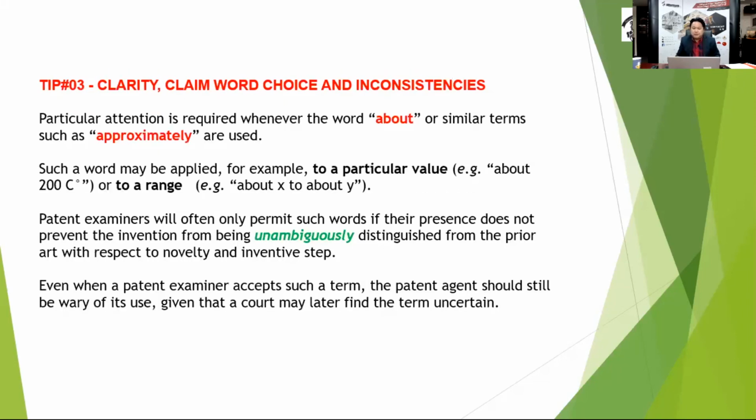Now, do not use the words about and approximately if you do not provide a range. You must provide a range when you write these words. Example, boiling water at approximately 100 to 110 degrees Celsius. Yes, but you cannot say boiling the water at approximately 100 degrees Celsius. No, because you do not give a range of the parameter. You must give a range, all right? Or else your invention claim will be struck off due to ambiguity.